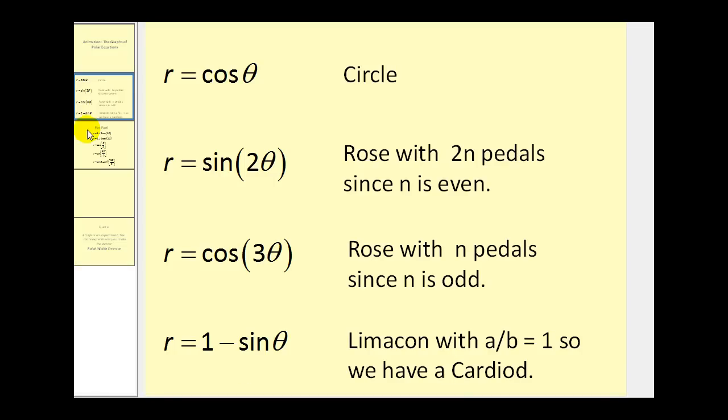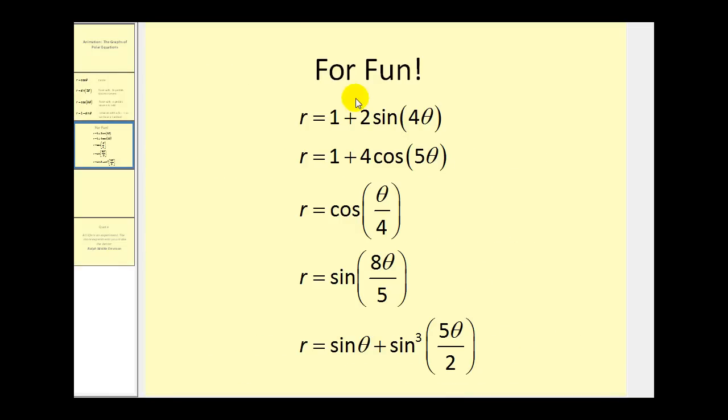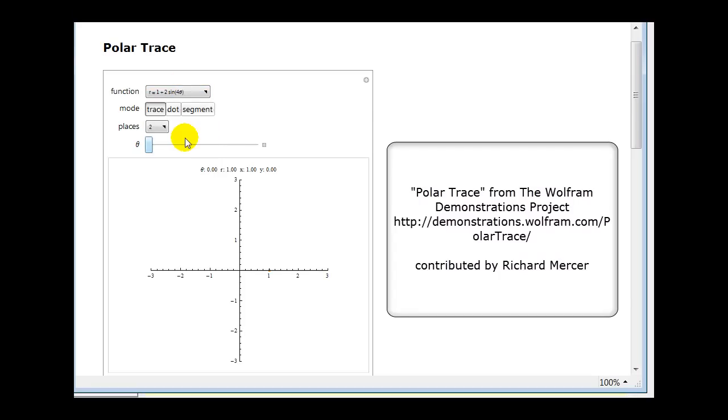Okay, on the next screen, I just have some that are more for fun than anything else. One of the neat things about graphing polar equations is you get some very interesting and pretty cool looking graphs. So let's take a look at a few just for fun. So here we have r equals 1 plus 2 sine 4 theta. This next one will be 1 plus 4 cosine 5 theta.